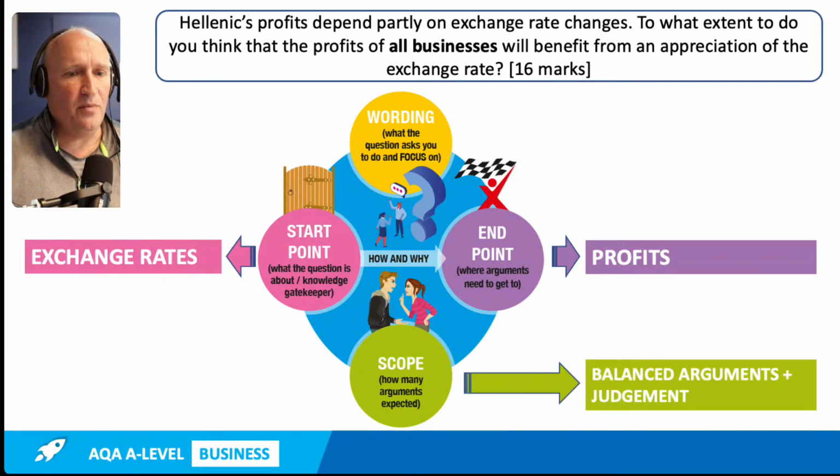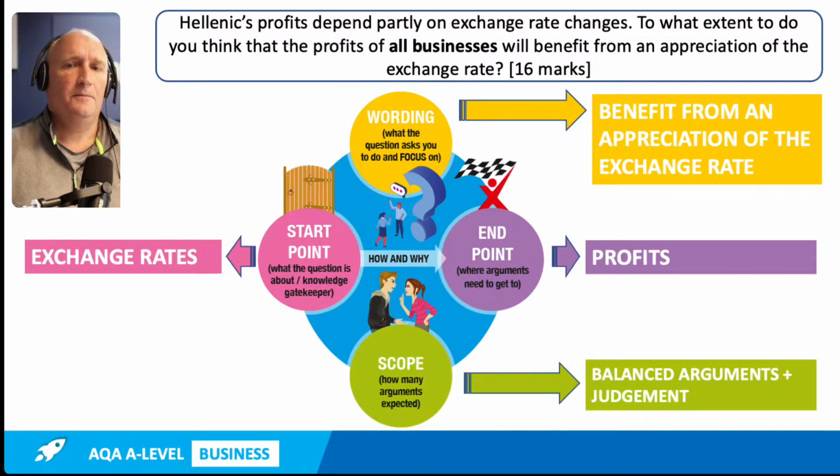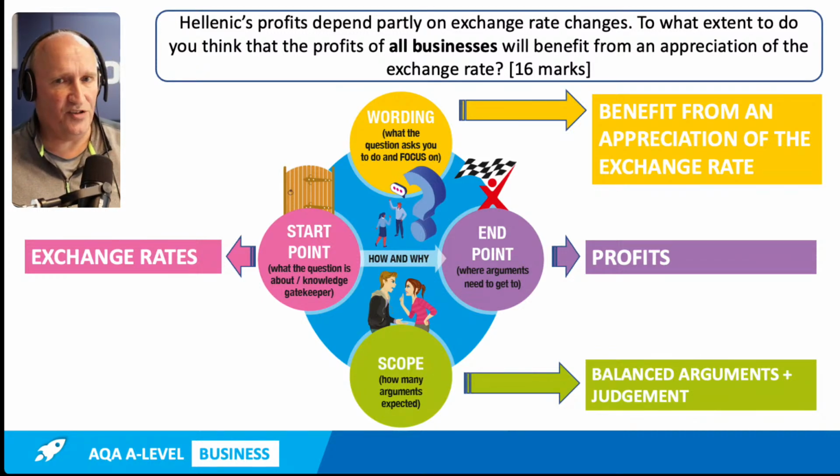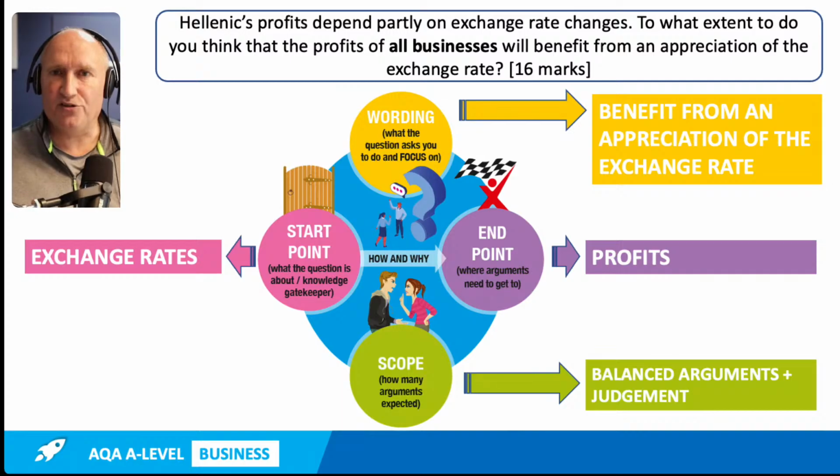We know that it's a 16-mark question. So therefore, we know that we need some balance to our arguments, and we need a judgment that answers the evaluation hook and is supported by the arguments, but the judgment is also balanced. So it's just a usual conclusion. And in particular, we have to focus on the wording of the question. So our response needs to focus on in what situations would it be the case that a business would benefit from an appreciation of the exchange rate? Not a depreciation, but a stronger exchange rate. That's all we need to focus on.